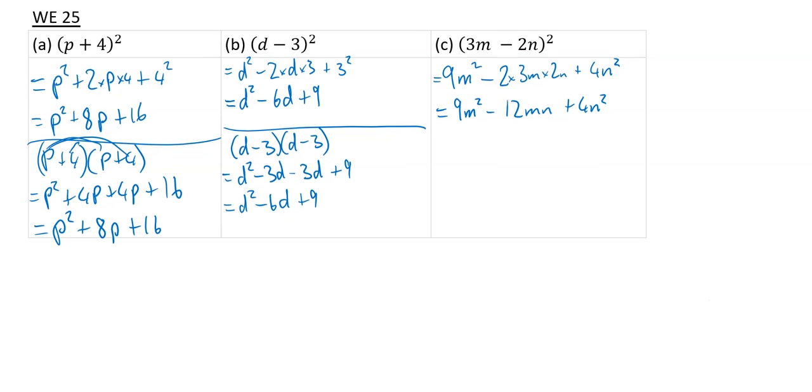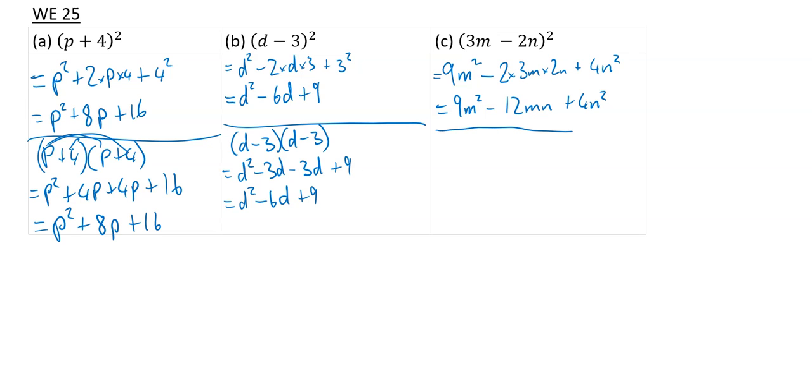Now, similarly, on this one, I'm going to show just the normal expanding method as well. So this is using the rule, and then this is just expanding it without using the rule. So I would write it out as 3m minus 2n, and then 3m minus 2n. If you want to do it that way, it's totally fine.